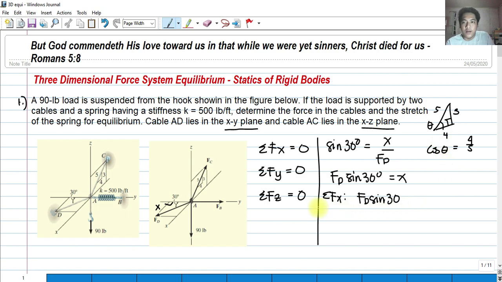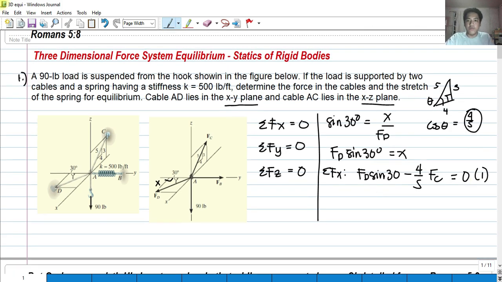So that would be minus, because if we project this F sub C, it's here in the negative x-axis. So that is minus. Instead of writing cosine theta here, since we don't know the angle, we simply write 4 over 5. So 4 over 5 of our F sub C, this F sub C, then that is equal to 0. So that's our first equation for summation of forces along x.